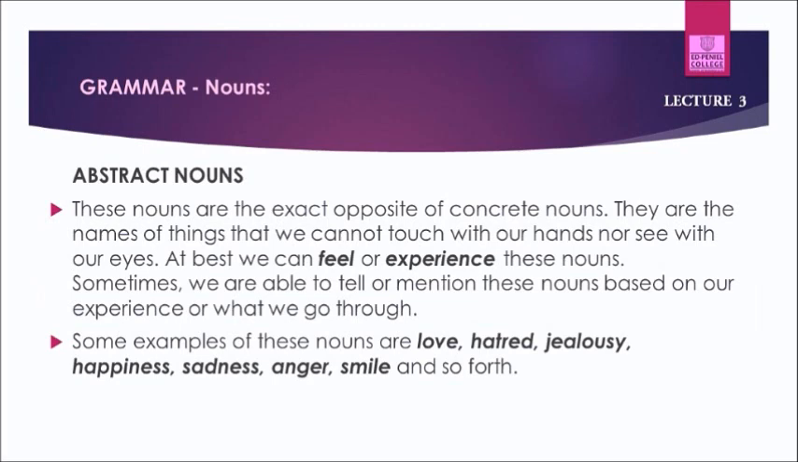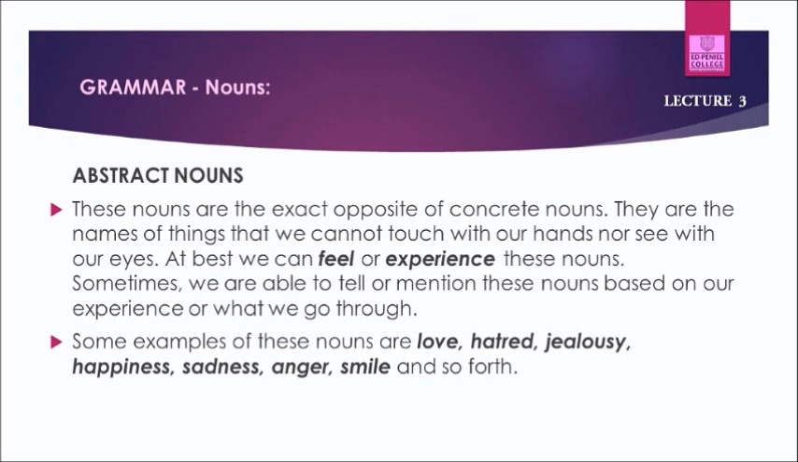Now the last type of nouns: the abstract nouns. When something is abstract, it means you cannot see it with your eyes and you cannot touch it. So these nouns are the exact opposite of concrete nouns, and they're the names of things that we cannot touch with our hands or see with our eyes. We can at best feel or experience these nouns.